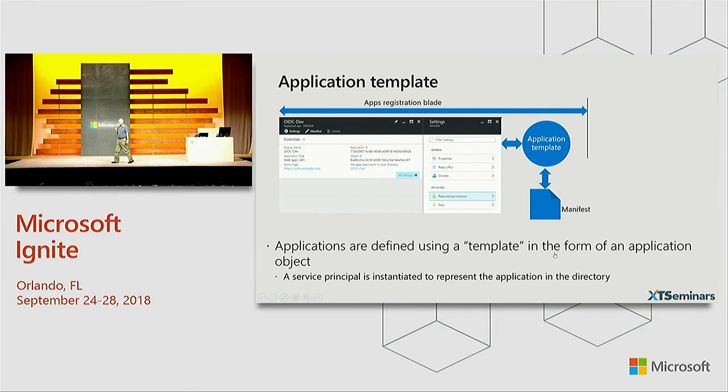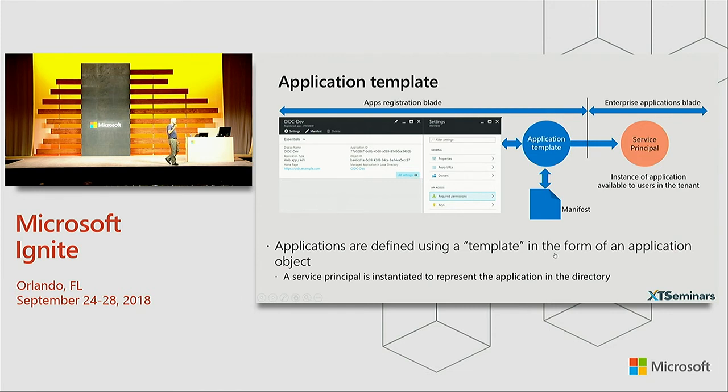Okay, troubleshooting consent. We need to understand a little bit about the apps registration blade. In the apps registration blade, what you're actually doing is creating a template for an application. It's not actually an instance of the application. So we create it, configuring it through the UI, and also configuring it with a manifest. The first time that application is used, it creates a service principal object. That service principal object we actually see in the Enterprise Applications blade. So when you look in the Enterprise Applications blade, you're actually looking at service principals.